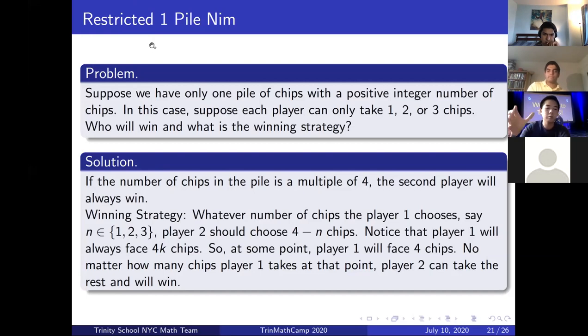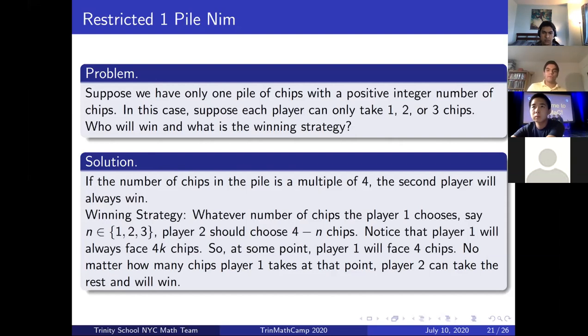Exactly. And if we were starting with 16 chips, whatever I take, Foyez can keep it at 12, 8, 4. It's completely dependent on the multiple of 4. For those of you familiar with number theory, this has a lot to do with mods. The idea is you're trying to make the other player face a number that is 0 mod 4. In some sense, you can map each move to a number that corresponds to something mod 4. That's where number theory comes into play.